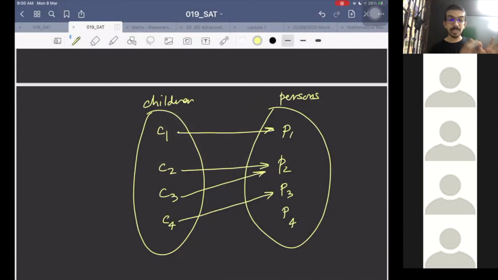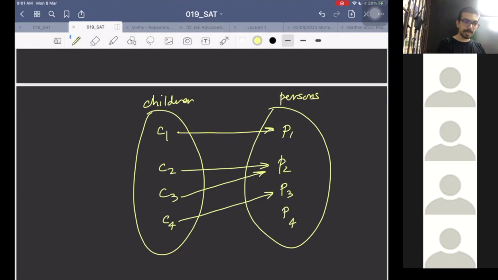Now, this is a function. You can think of this as a function because every child has a father, and every child has only one father. Yes. But it is okay that two children have the same father and there are persons without kids. That is also fine. It's much clearer now.